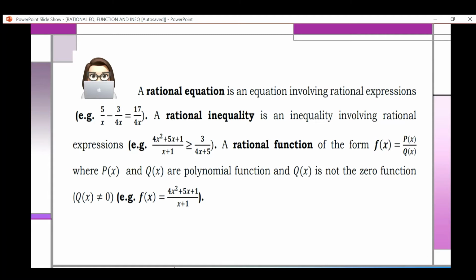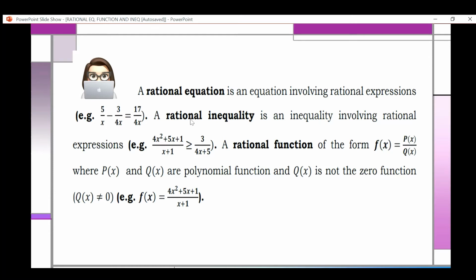So, let's start. What is a rational equation? A rational equation is an equation involving rational expressions. For example, 5 over x minus 3 over 4x equals 17 over 4x.